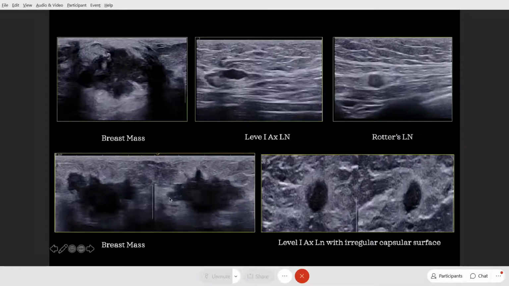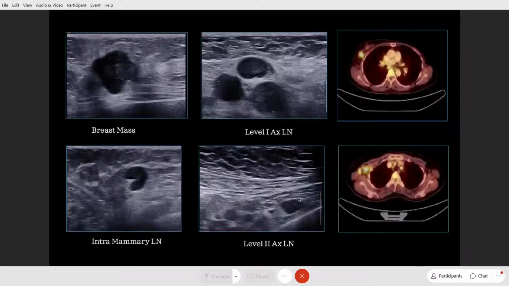This is another case of breast malignancy wherein you can see a small lymph node, but the most important feature is the irregular capsular surface, which predicts that the lesion has gone in for a perinodal extension and there is a chance for metastasis, and she needs systemic staging before surgery. Again, a breast mass with bulky level 1 multiple lymph nodes, an intramammary node, which is also enlarged and suspicious, and level 2 axillary lymph nodes, which are seen on PET CT.